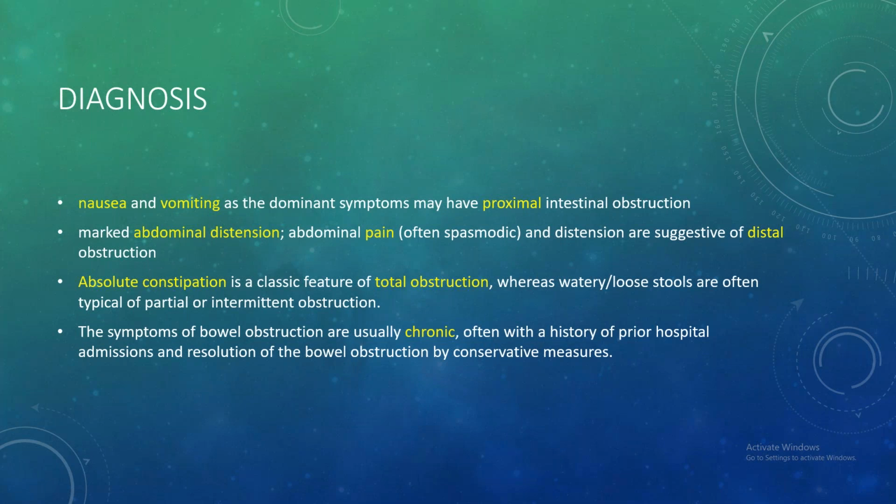While absolute constipation is a classic feature of total obstruction, sometimes watery or loose stools will present typically in partial or intermittent obstruction. So watery stools will be because of partial or intermittent obstruction. Usually these bowel obstruction symptoms are chronic, usually with a history of prior hospital admissions and conservative management. Most probably there will be some resolution with conservative management. So these symptoms will present as chronic bowel obstruction symptoms.